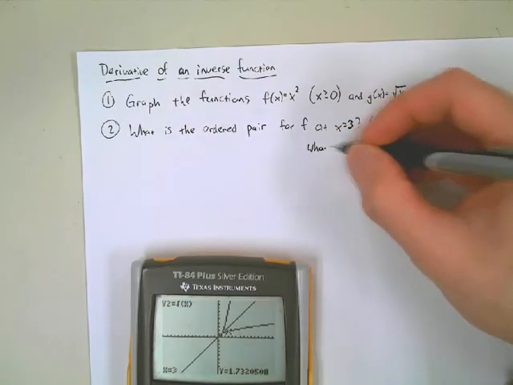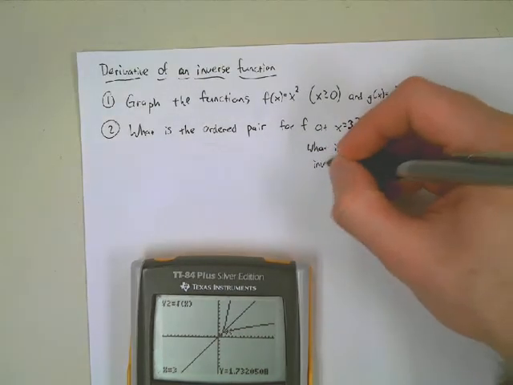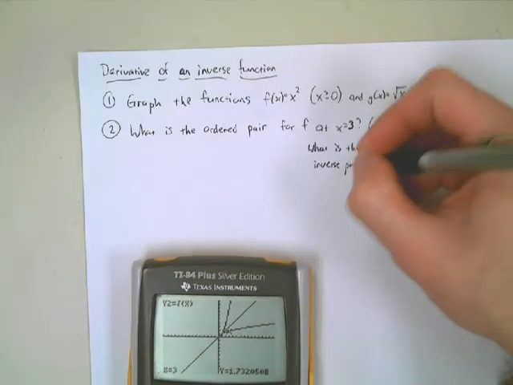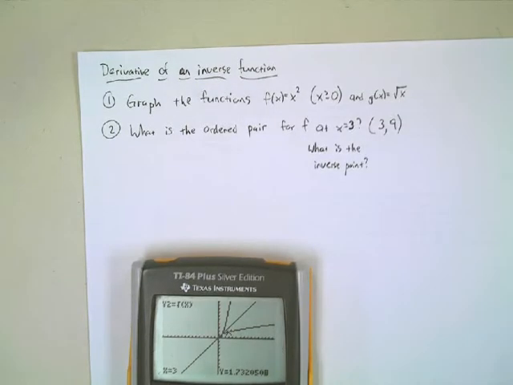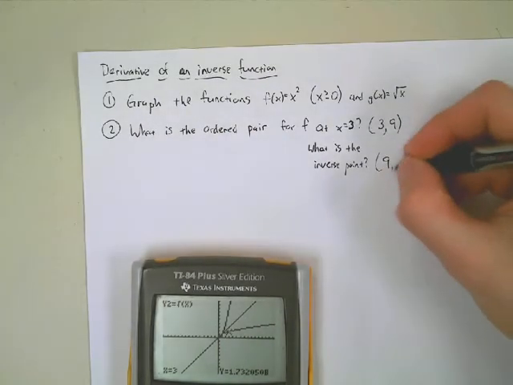All right, so what is the inverse point? So if 3, 9 is the ordered pair of the original function, what would the inverse of that have to be? Yes, 9, 3. Swap the x's and the y's, make it 9, 3.